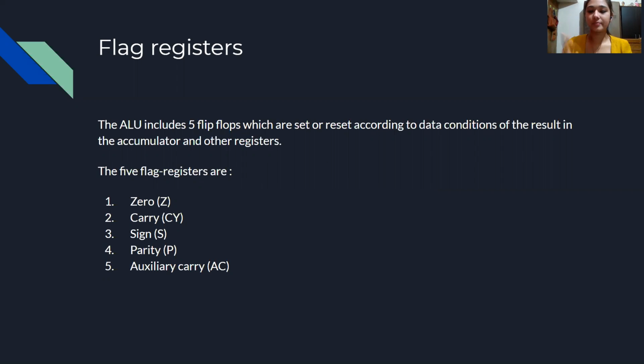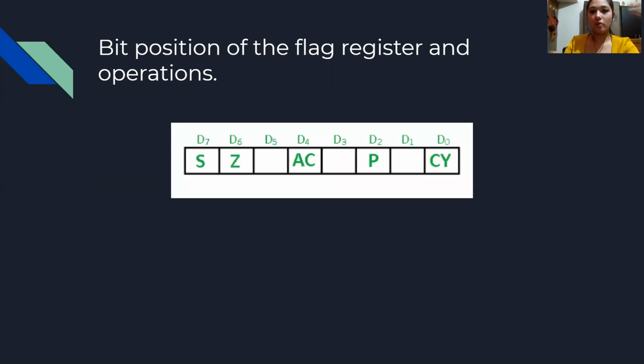So it is an 8-bit register, but it is defined by the bits in the 8-bit register, okay, the result in the accumulator or any other register. So we have 5 types of flag register. First is the zero flag register, second is the carry flag register, third is the sign flag register, fourth is the parity, and fifth is the auxiliary carry register. Now we'll discuss each flag register's purpose and its condition of being set or reset.